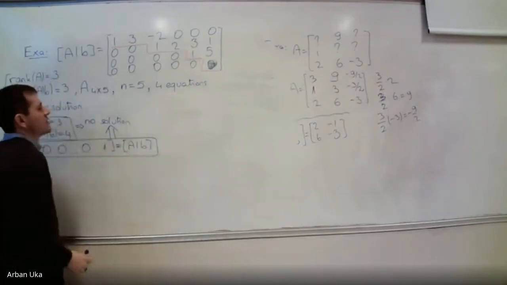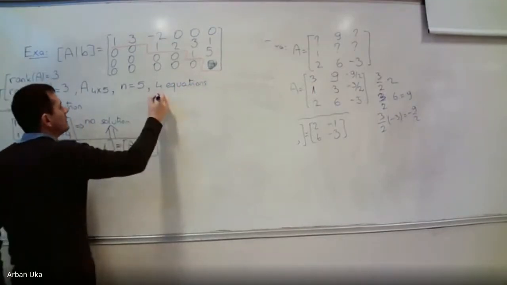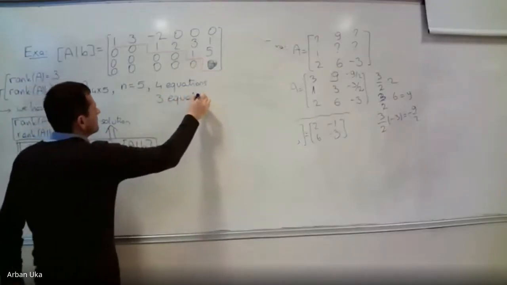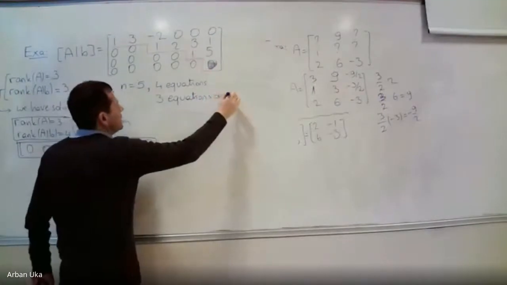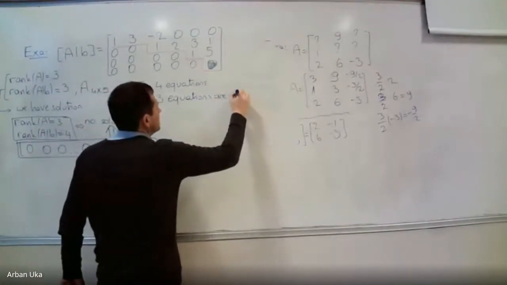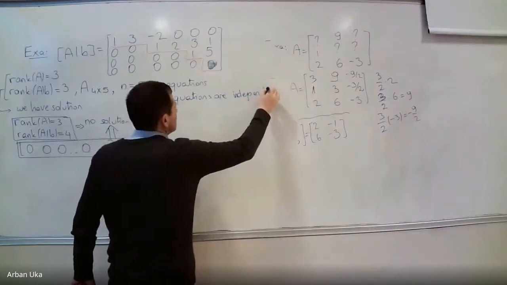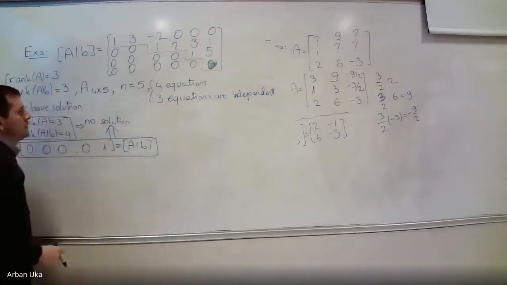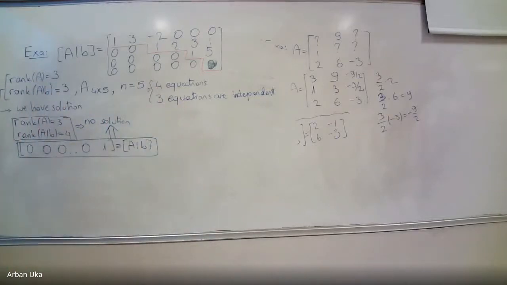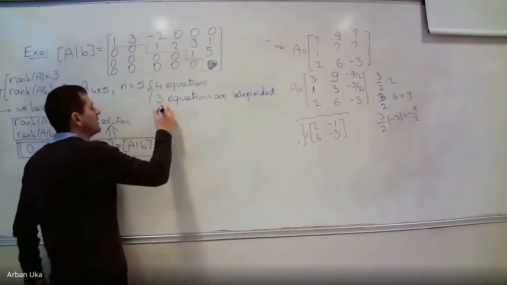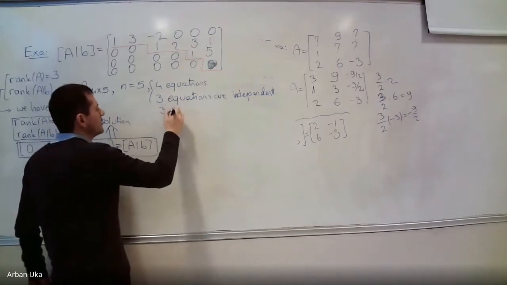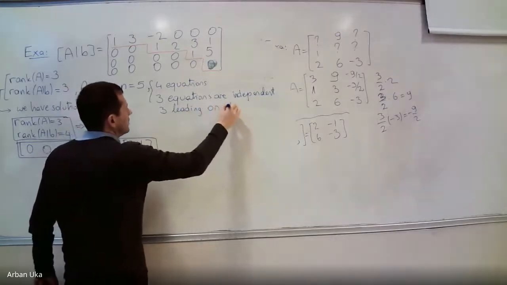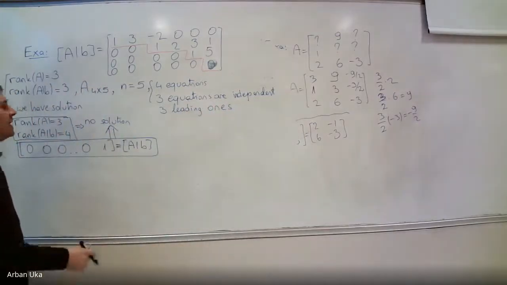But how many of these equations are independent? 3. 3 equations are independent, so we have to be careful about this. We start with 4, but we have 3 equations that are independent, which means we could say the following are equivalent: we have 3 leading ones, and we can say the rank is 3.